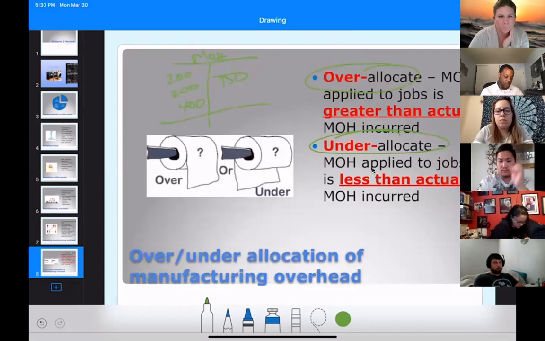So are we in a situation where we over allocated manufacturing overhead or we under allocated manufacturing overhead?